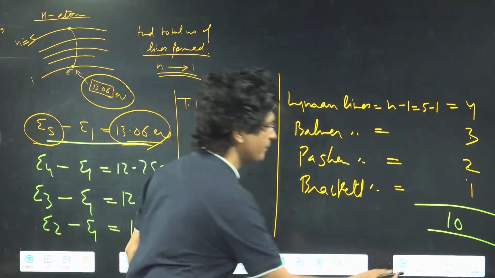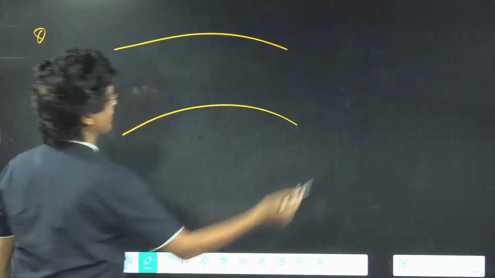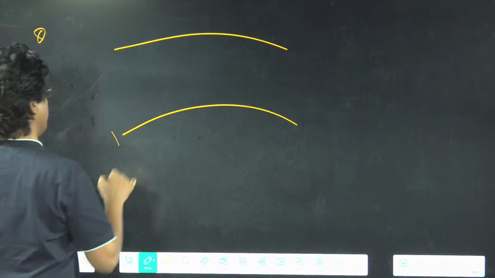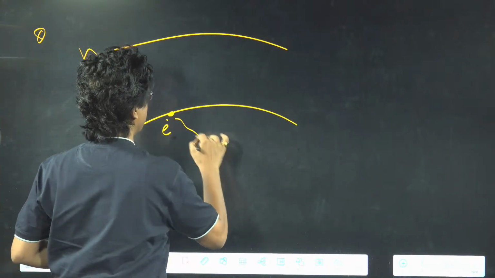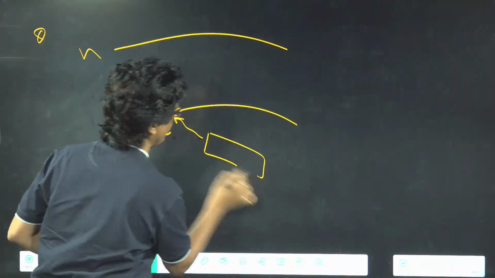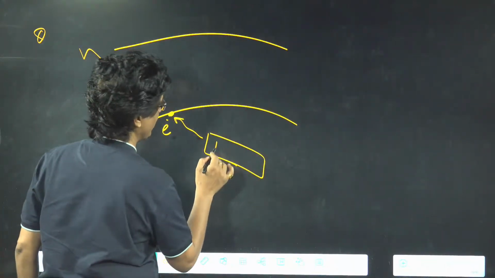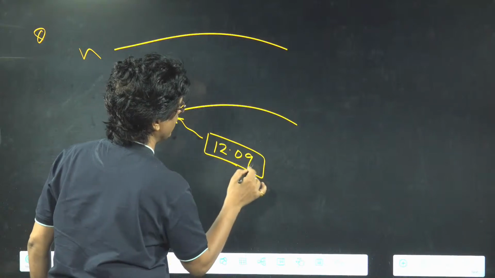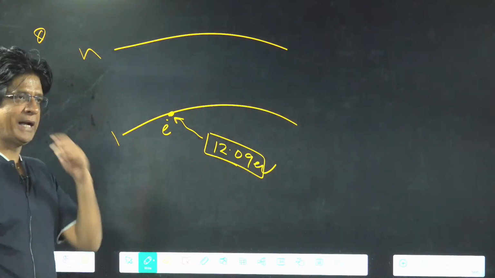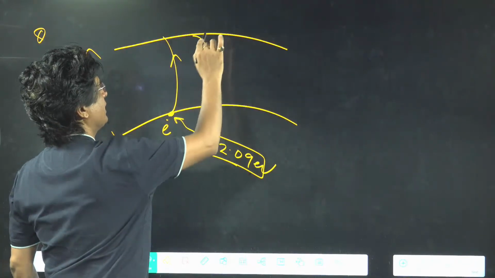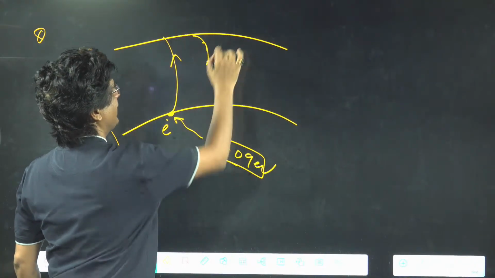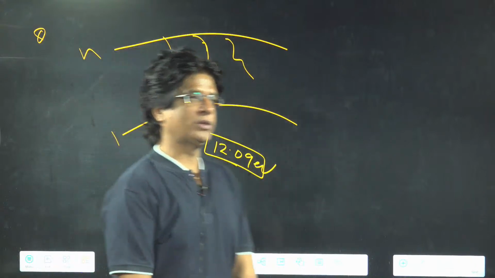So can I move ahead? Come on. One more question again, for the sake of practice. Orbit number 1, orbit number n, and the electron was here, and now it absorbs a photon of energy 12.09 electron volt. It will go up. When it comes down, it can come down in n number of ways. I'm saying total lines formed.